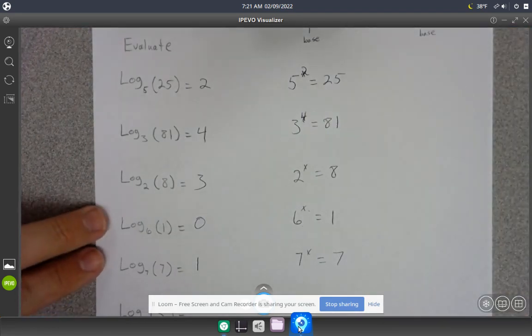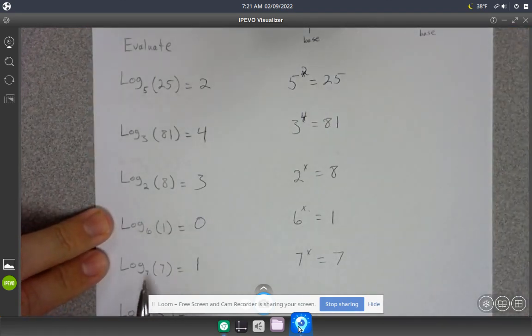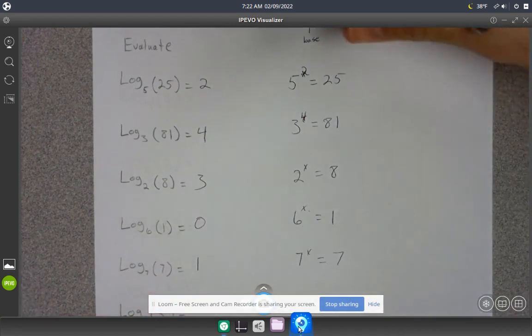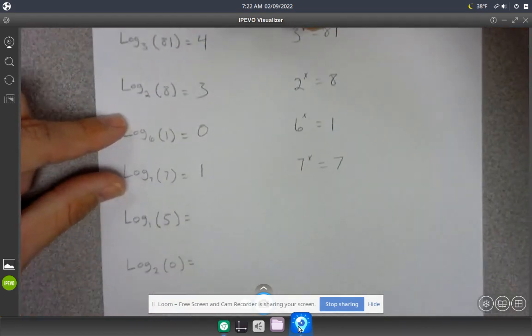So these are kind of special. The idea is if your base and your input are ever the same, 1 is always the answer. And for this one, no matter what your base is, if 1 is your input, 0 is always your answer. Those are two of them that are pretty common.